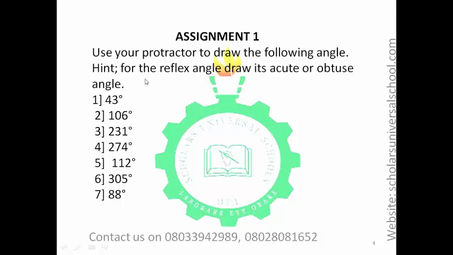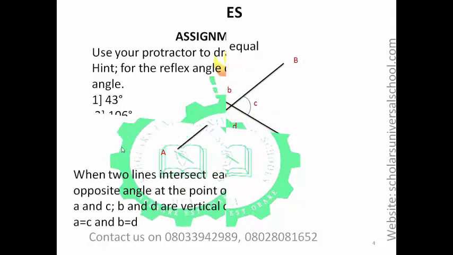One thing is that if you have reflex angle, you can draw out the acute or the obtuse angle. For example, like this one that is 231 degrees, you can try to draw its acute by saying 180, remove 180 from it. Are you with me? And construct the remaining acute of the angle or obtuse.